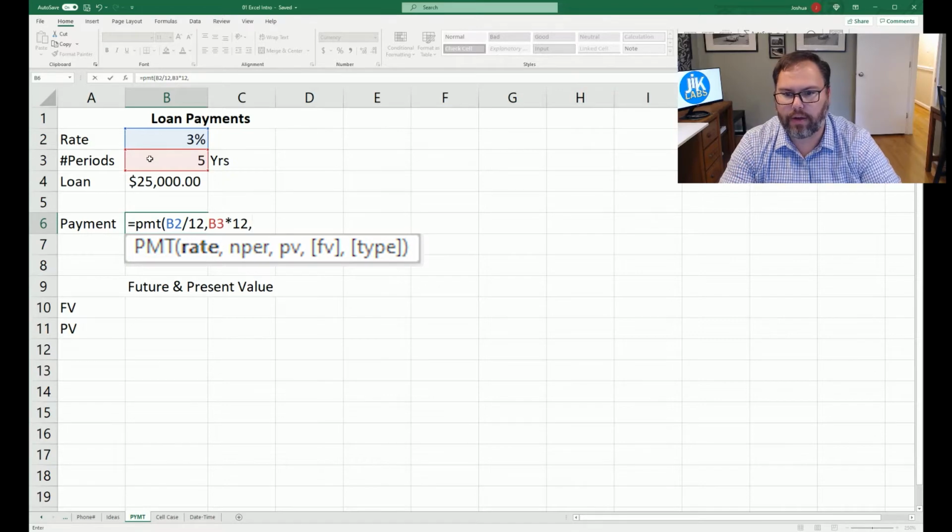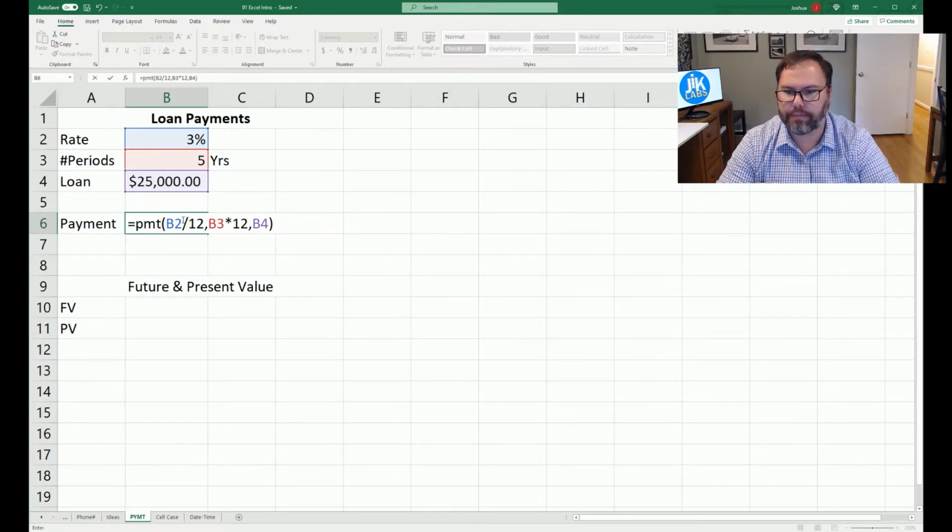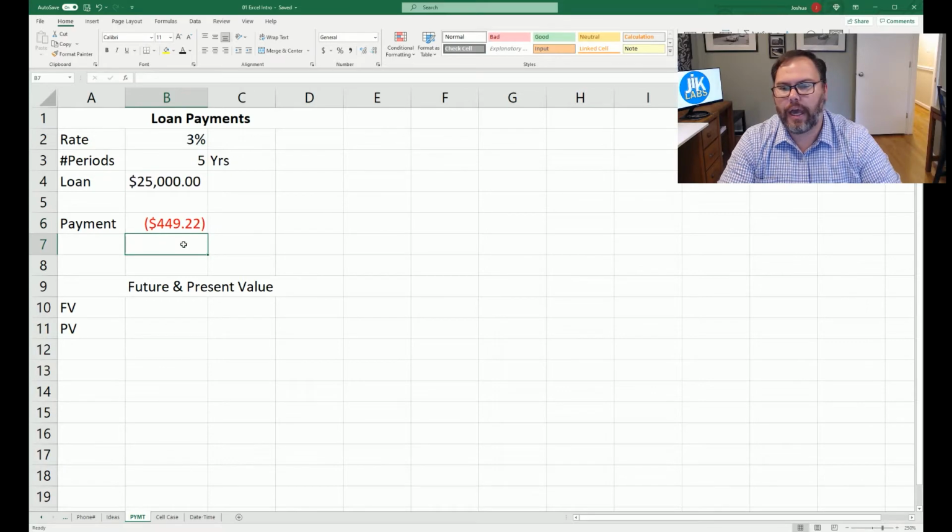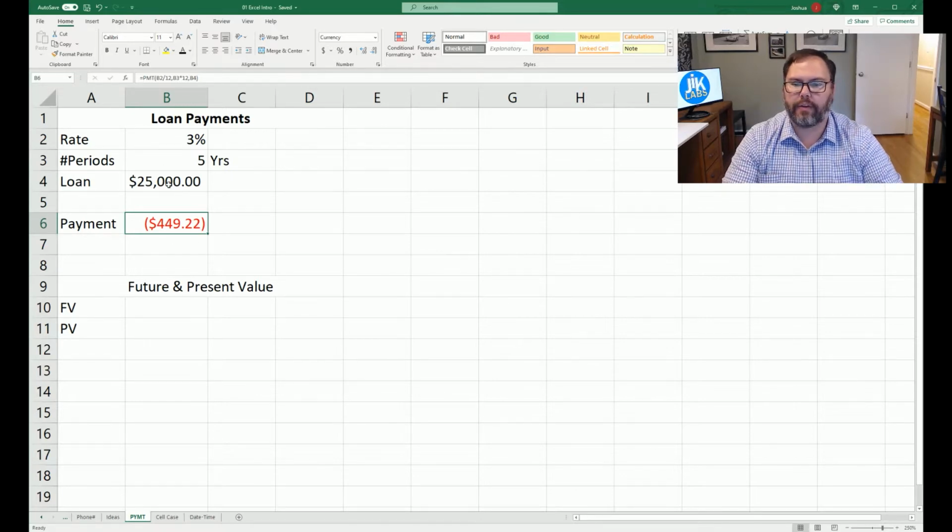We're going to hit another comma. The present value of this loan is $25,000. And then we're just going to close out those parentheses. And we're going to hit enter. And we're going to see that our loan payment is going to be $449.22 a month. And we could say, wow, that's too much money.